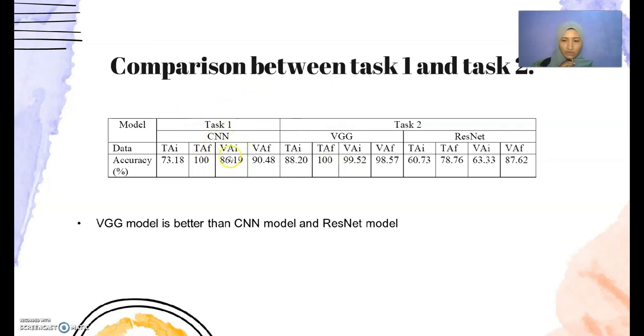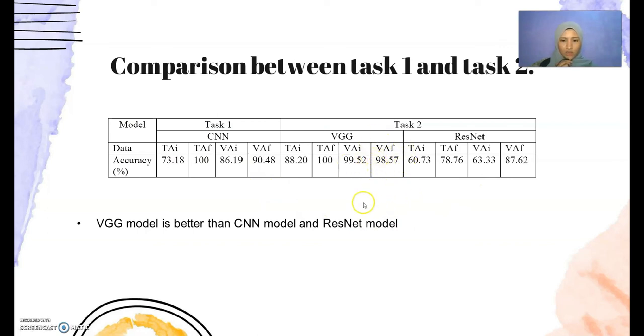For the initial validation accuracy, CNN is 86.19%, VGG is 99.52%, and ResNet is 63.33%. So for the initial validation accuracy, the highest among the three models is VGG. For the final validation accuracy, CNN is 90.48%, VGG is 98.57%, and ResNet is 87.62%. So the highest final validation accuracy is VGG.